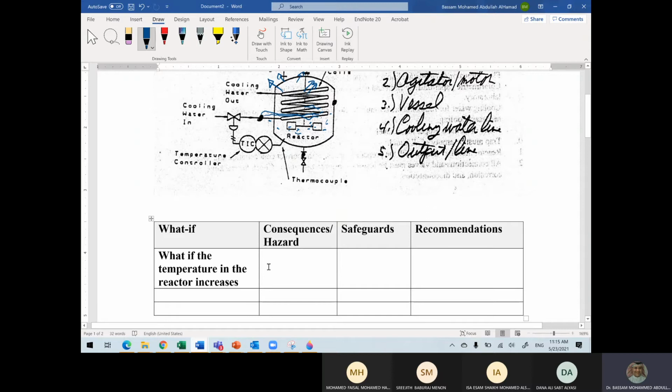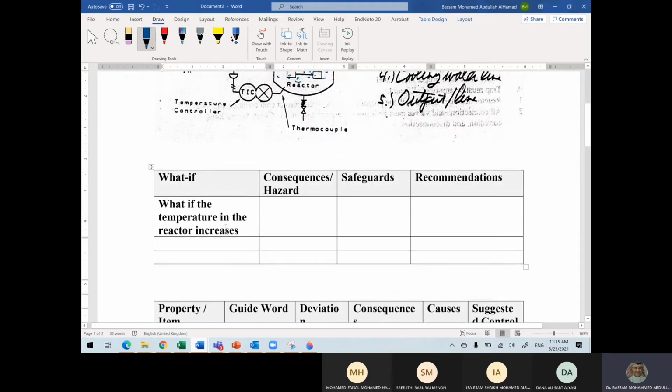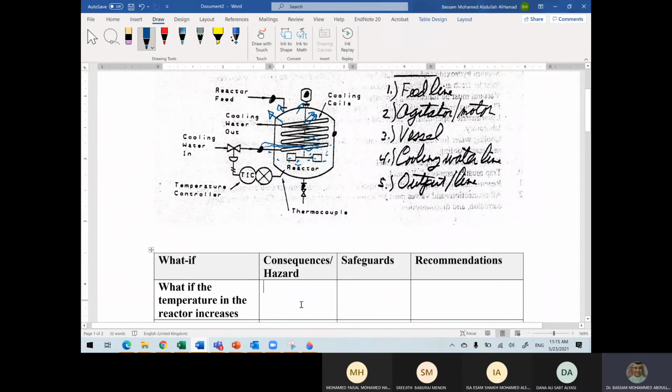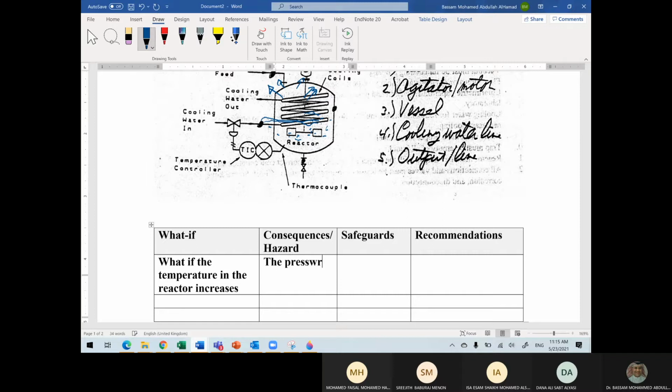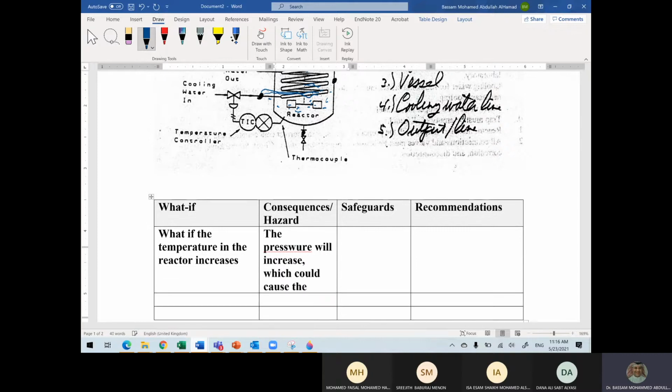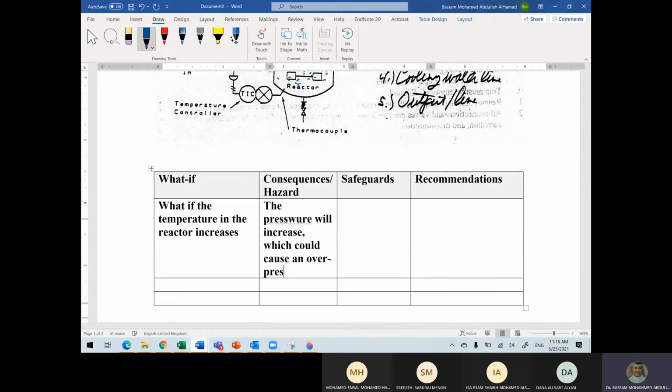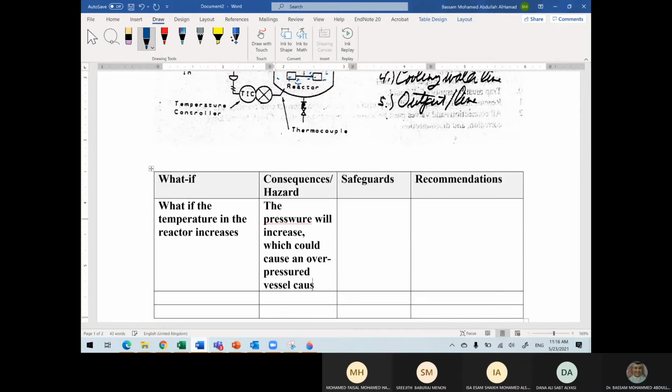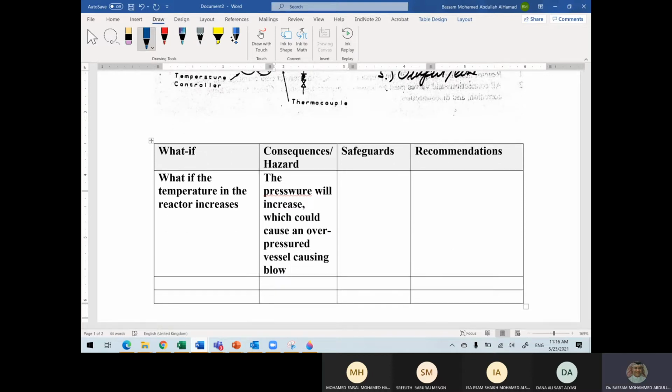Now, going back to the idea, what we are going to do here is write the what-if analysis, or the hazard study. So what if the temperature in the reactor increases? Consequences: the pressure will increase, which could cause an overpressurized vessel, causing blow off, and a disaster, of course.